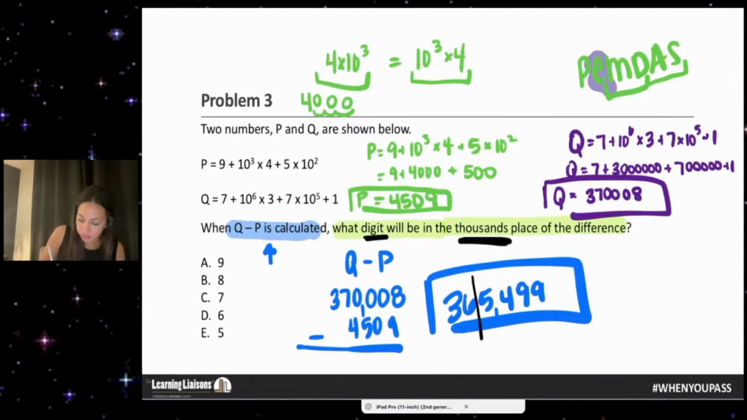And the thousands place is right here. 1, 10, 100, 1,000, 10,000, 100,000. What comes next? Million, if there was a million. And so our answer for this one would be 5.